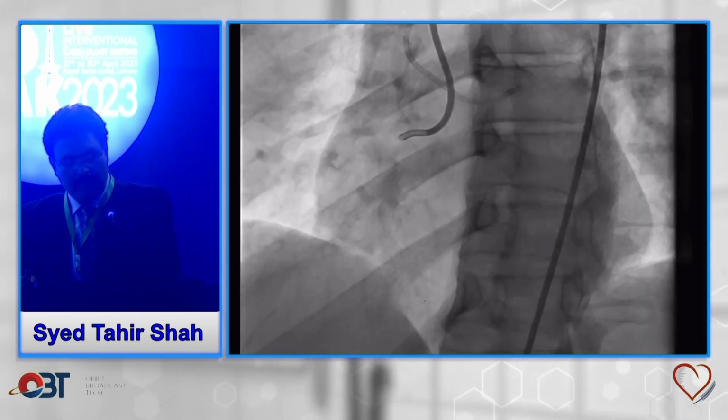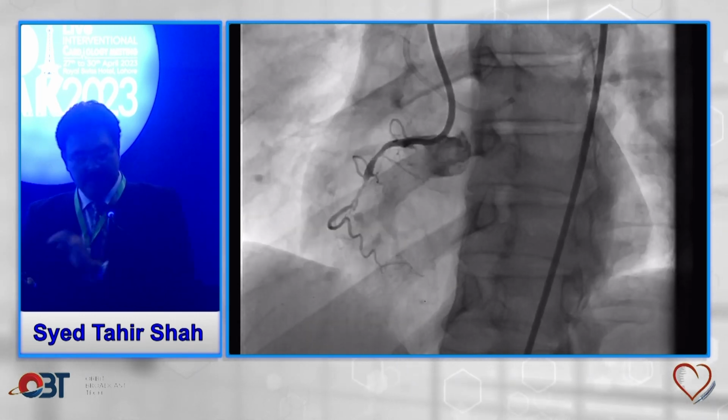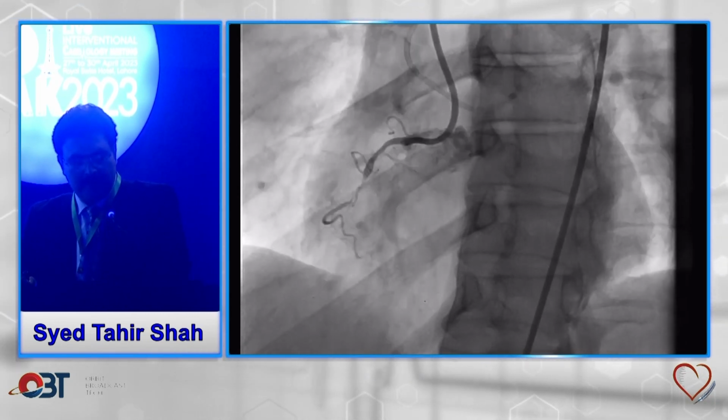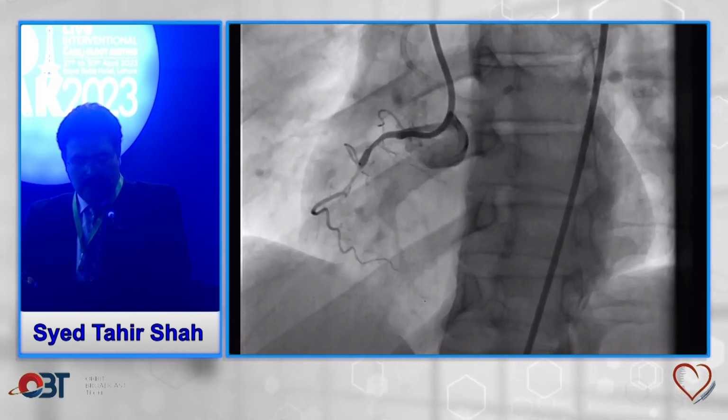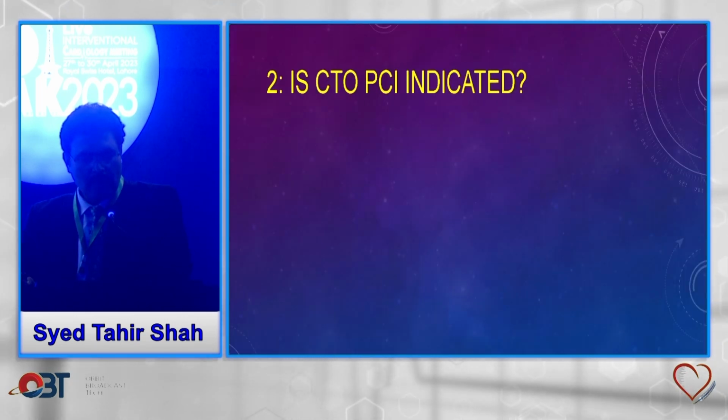This is the clip. You can see RCA CTO in the mid, attempted, so dissection plane is there. How do we approach it?